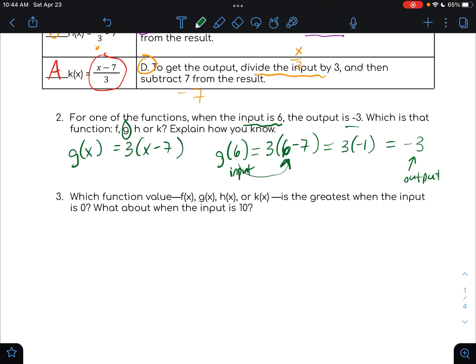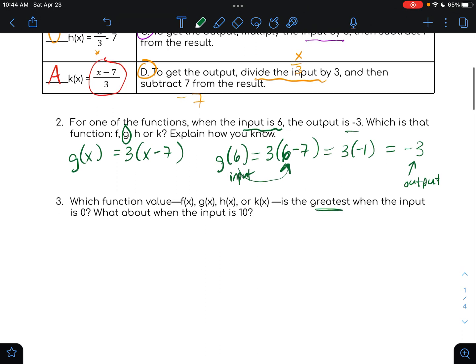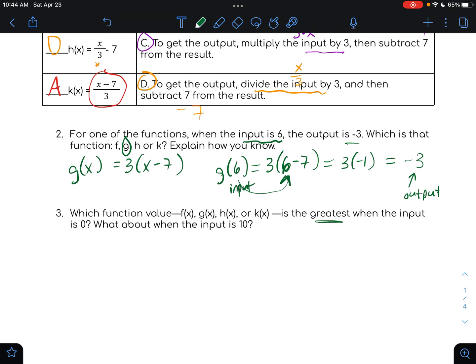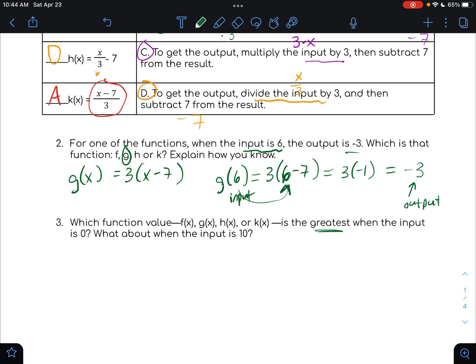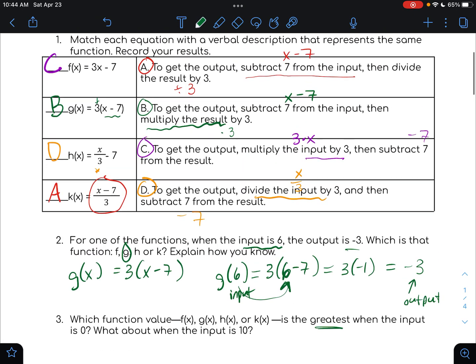All right. Which function value, f of x, g of x, h of x, or k of x, is the greatest when the input is 0? Which one is the greatest when the input is 0? All right, so let's actually do some comparison here. It's going to take a little bit of work, but let's see if we can make it happen.